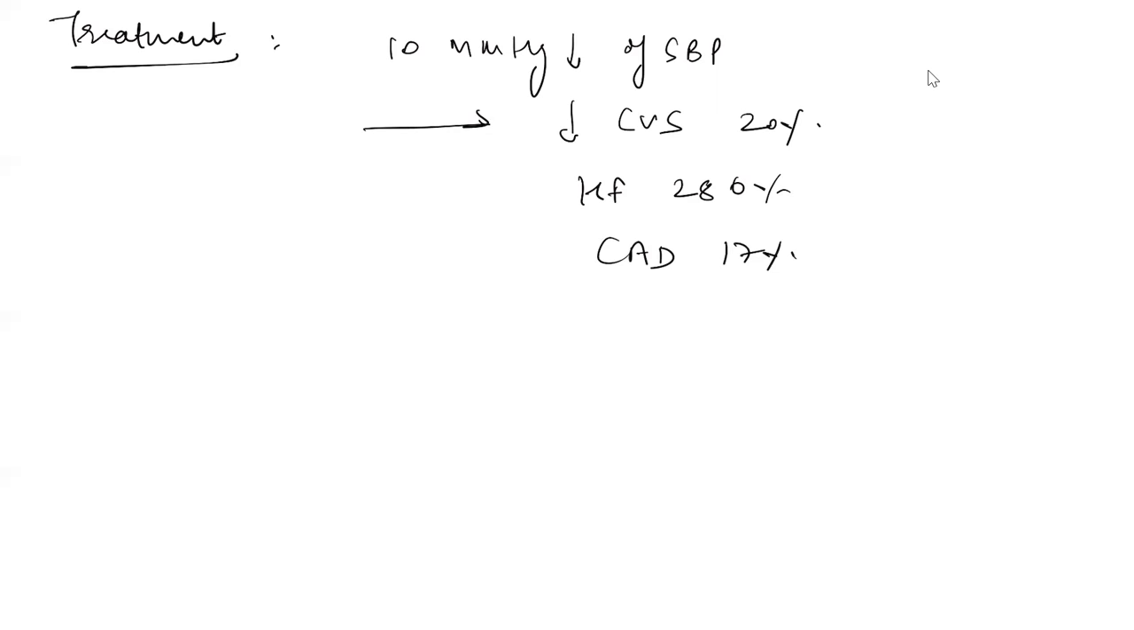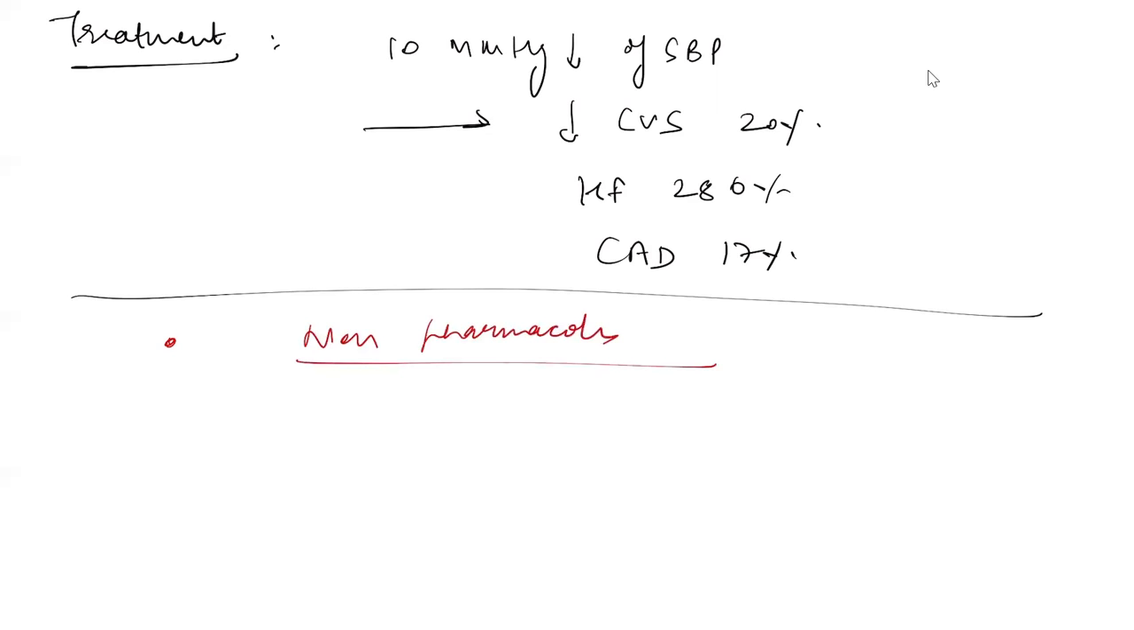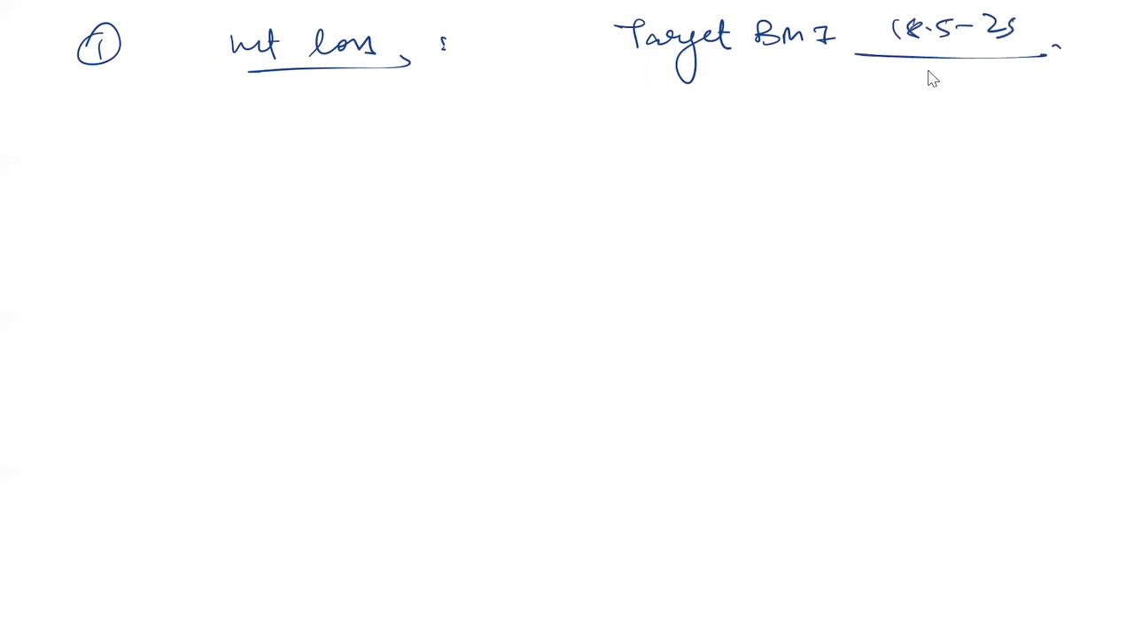Now, the first component of treatment is non-pharmacological. In non-pharmacological treatment, each component can decrease BP by 5 millimeters. First component is weight loss. So our target BMI should be 18.5 to 20. And 1 kg loss in weight leads to 1 millimeter of mercury decrease in systolic BP.